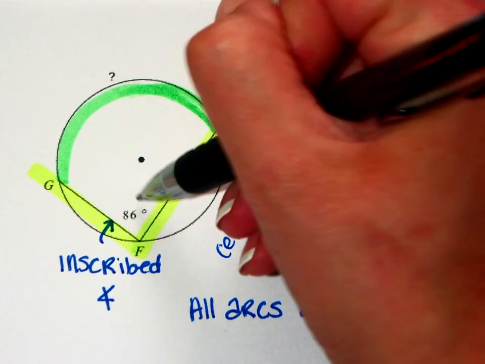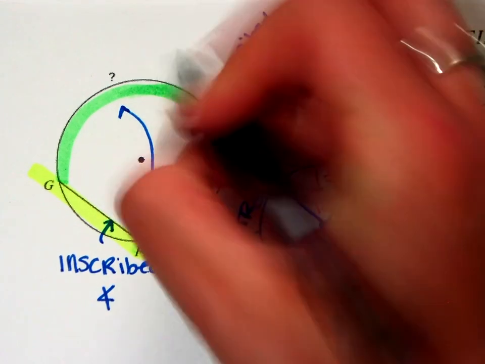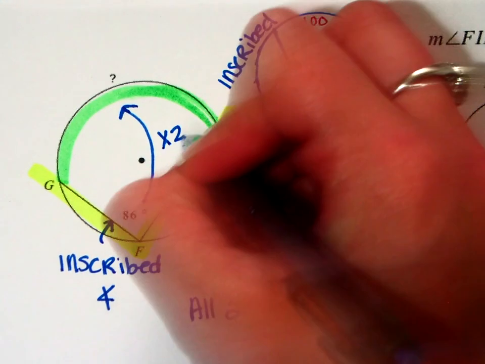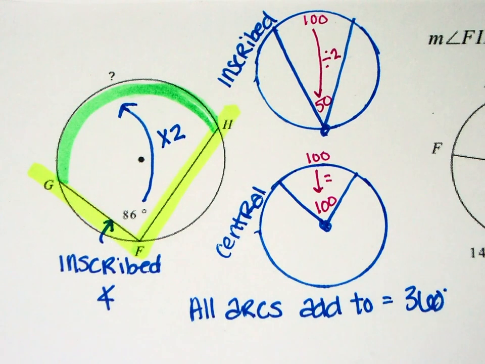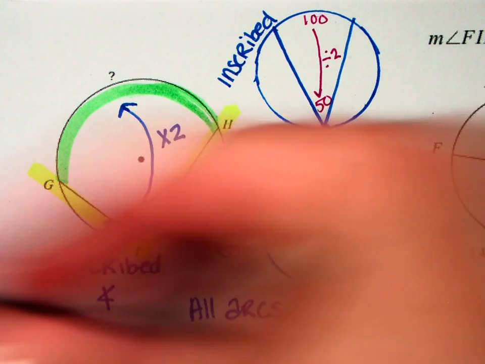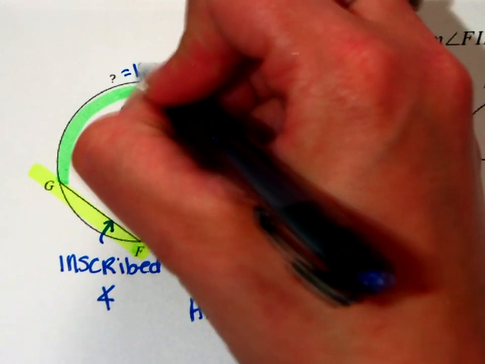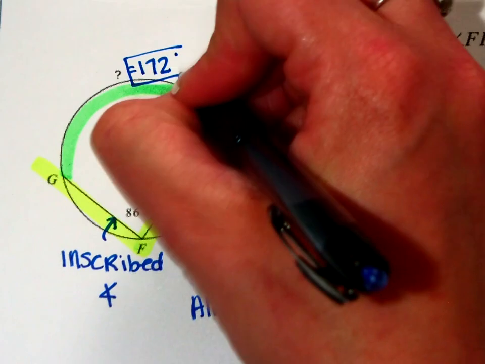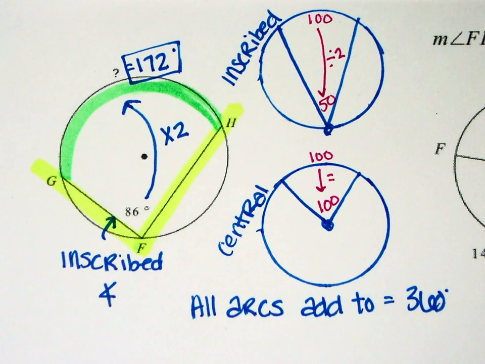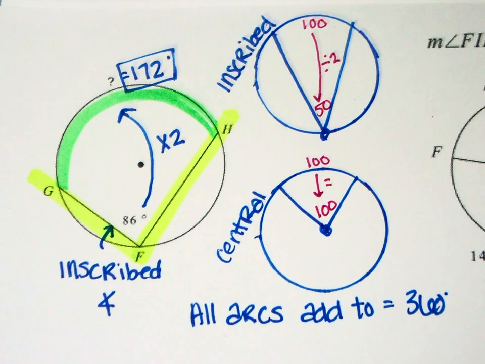If I'm trying to find the arc, I multiply by 2. So the angle is half, the arc is double. All I'm going to do is 86 times 2 to get a measurement of 172 degrees. So that arc measure is 172. All right, let's try the next one.